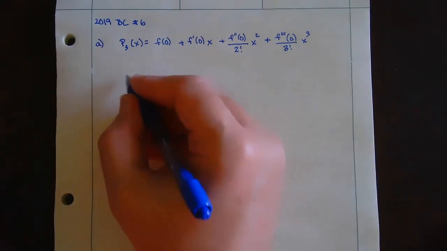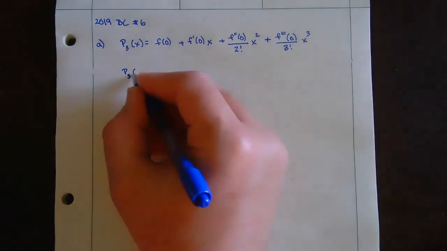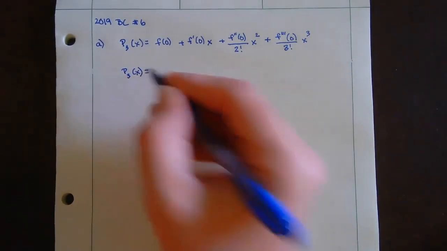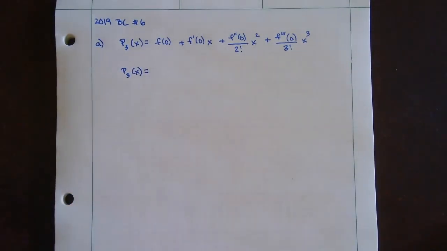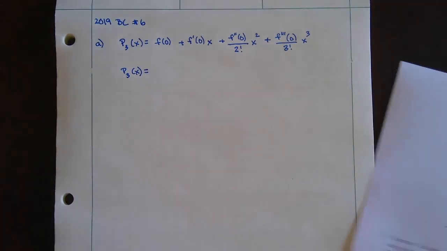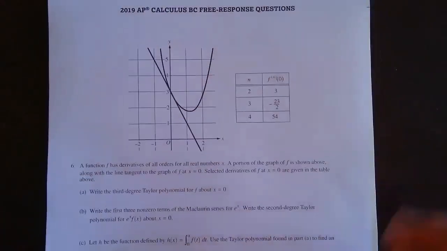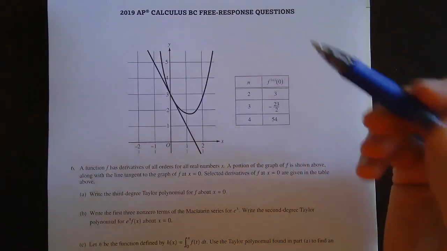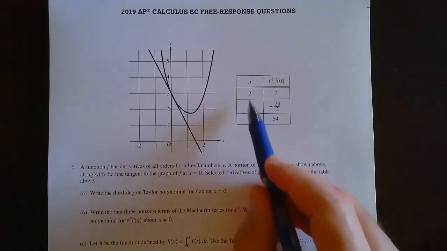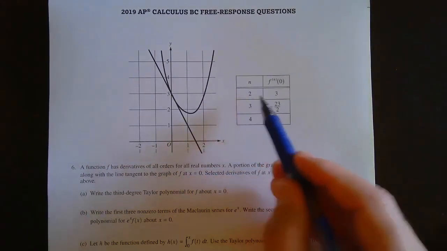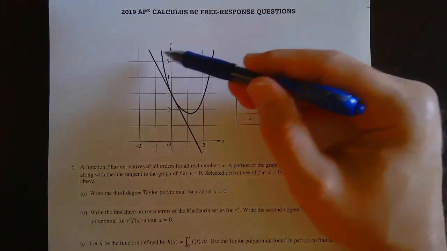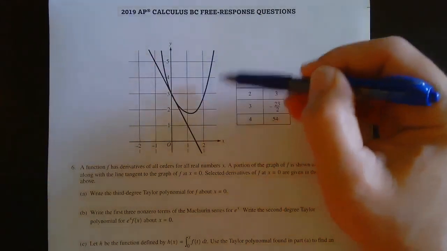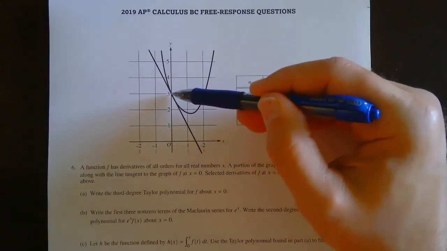So let's write p sub 3 of x, and that would equal, we would have f of 0. Well, how do you find f of 0? We're going to need to use the graph, because we don't have the 0th derivative. We have the second derivative, but we don't even have the first derivative. So f of 0, well, this is the graph of f, so at 0 it would have to be this value right here.